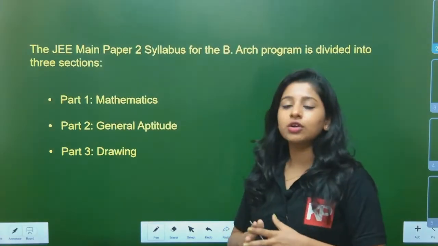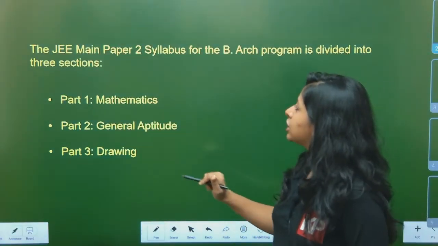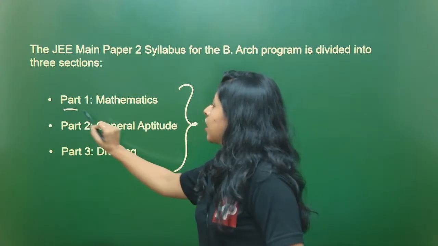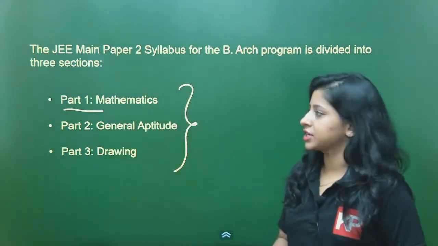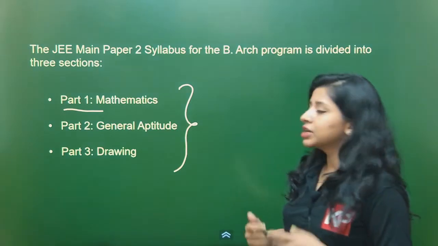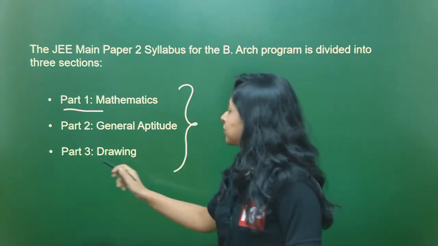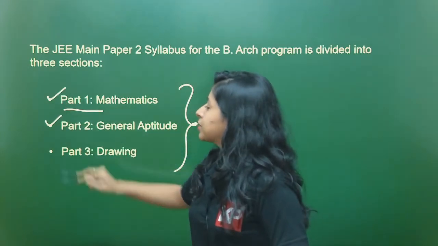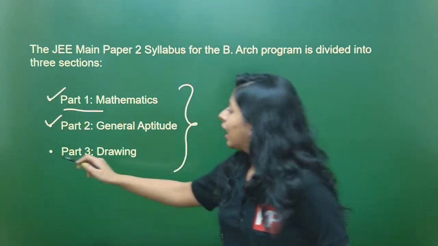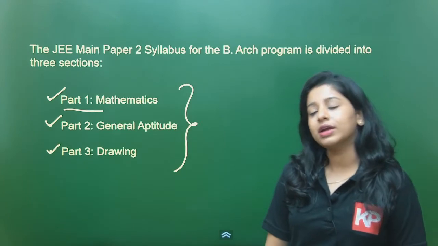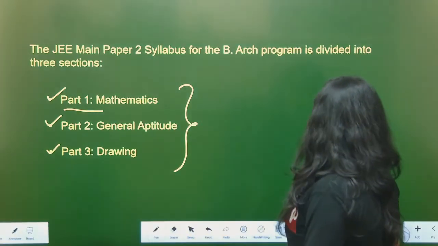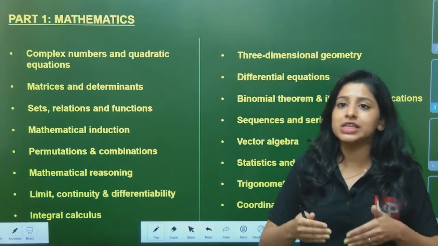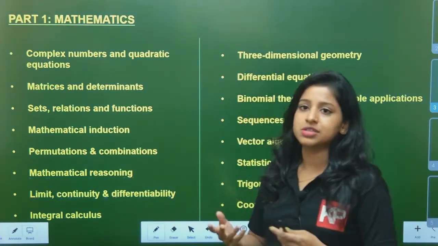Now, if we look into the syllabus, the overall syllabus is basically divided into three parts. Part 1 is your mathematics section. Part 2 is your general aptitude section and part 3 is your drawing section. The first two are computer based, that is online format tests, and this is your pen and paper format test. Now let's look at the syllabus for each part, that is the official syllabus that is given to us.